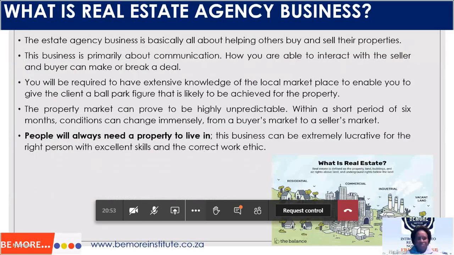What is real estate business? If you look at the picture at the bottom of the page, it says, what is real estate? Real estate is defined as the property, land, buildings, air rights above land, and underground rights below. This is more what you would see when development planning is happening. So we look at residential, commercial building, industrial, and also vacant land.